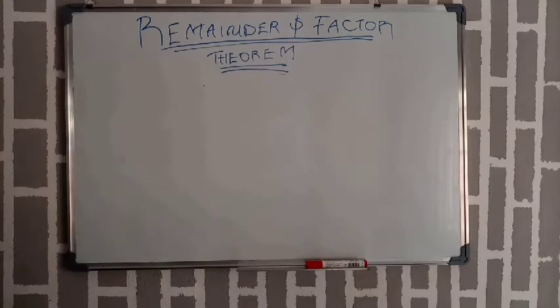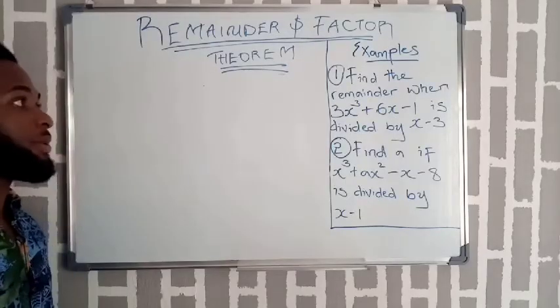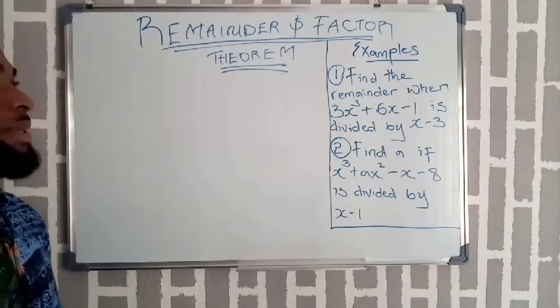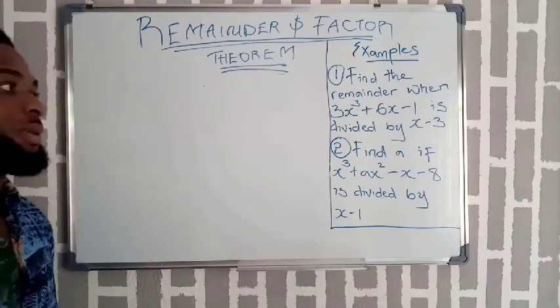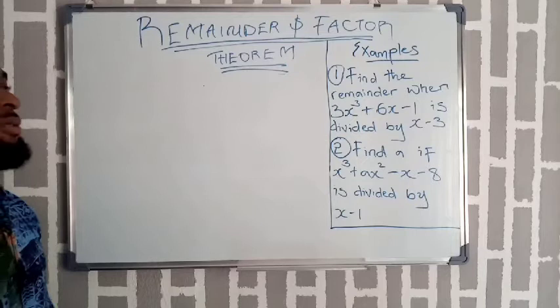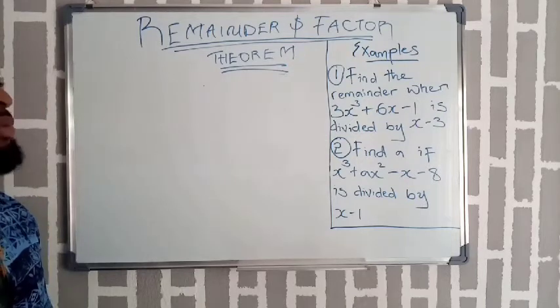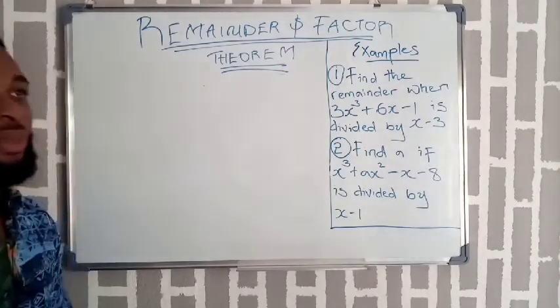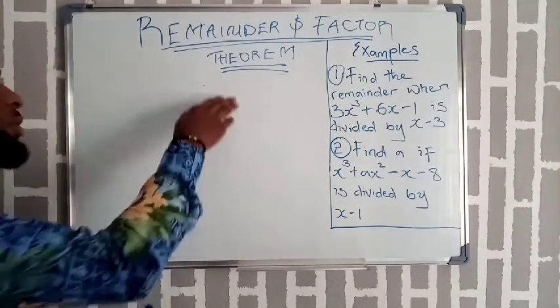Okay, let's take these basic examples. Find the remainder when 3x cubed plus 6x minus 1 is divided by x minus 3, and find a if x cubed plus ax squared minus x minus 8 is divided by x minus 1. Very basic examples. That's why I taught you it's 10 over 3.